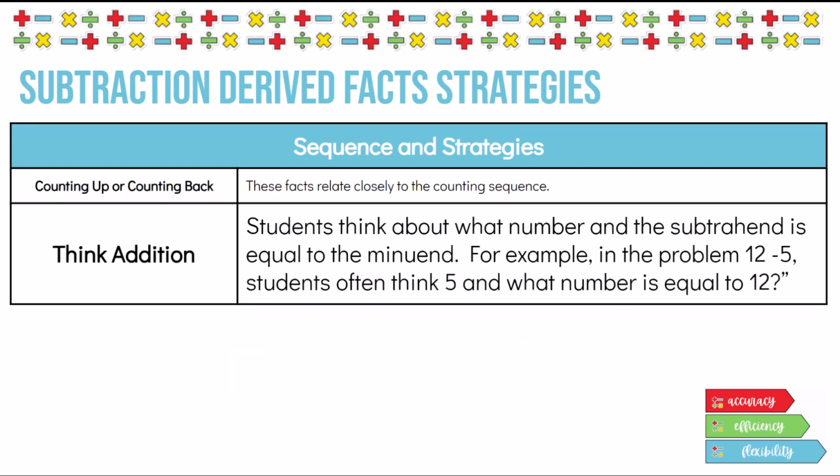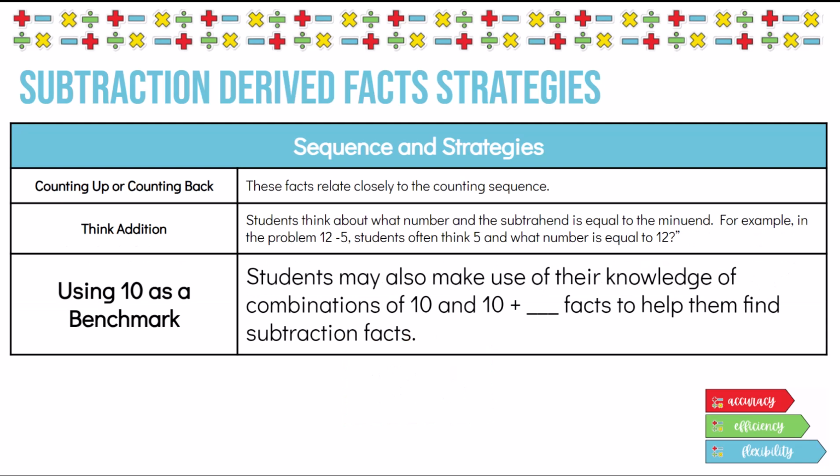Addition is generally easier than subtraction to many students. Therefore, it is no surprise that many students approach the learning of subtraction facts by thinking of related addition facts. For example, when finding 12 take away 5 or 12 minus 5, students may instead think 5 plus what number is 12 and rely on their knowledge of addition facts to solve. Notice this strategy is connected to and advances the counting up strategy. Think addition can also be supported by the number line.